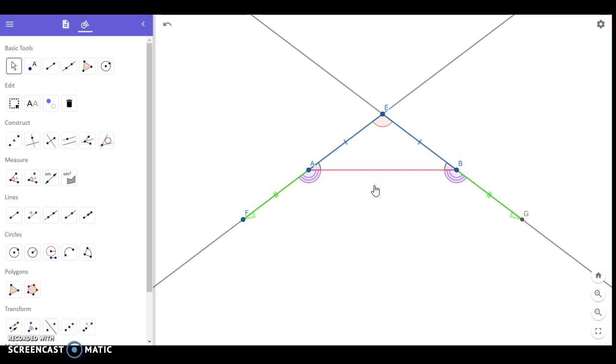Alright, so there you have it. The exterior angles are also going to be congruent, corresponding to those congruent angles, that is, in an isosceles triangle.